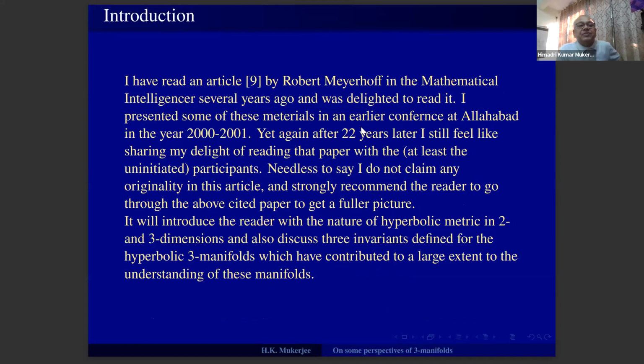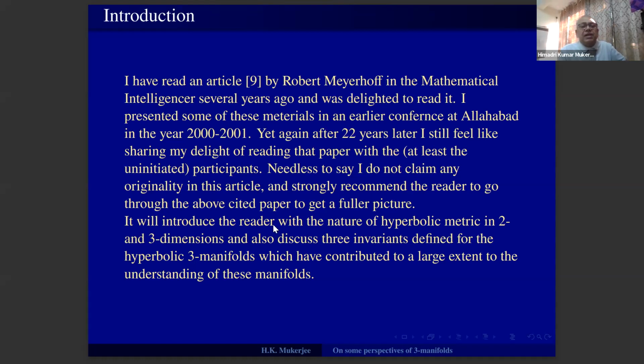purpose is the following. I read an article by Robert Meyerhoff in Mathematical Intelligencer several years ago, in 1992, and I was delighted to read it. I presented some of these materials in an earlier conference at Allahabad in 2000 and 2001. It was at SRI. Yet again, 22 years later, I still feel like sharing my delight of reading that paper with at least the uninitiated participants.